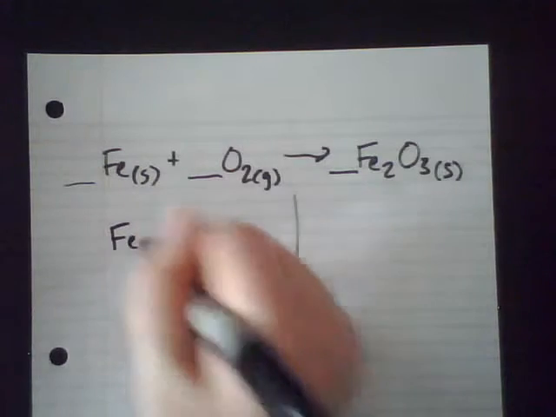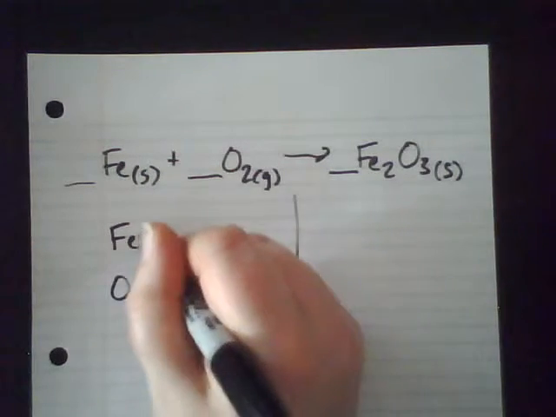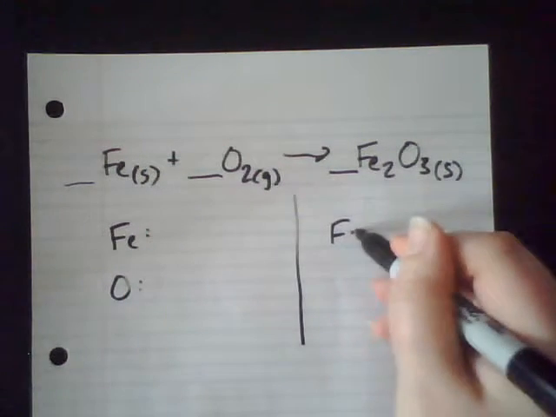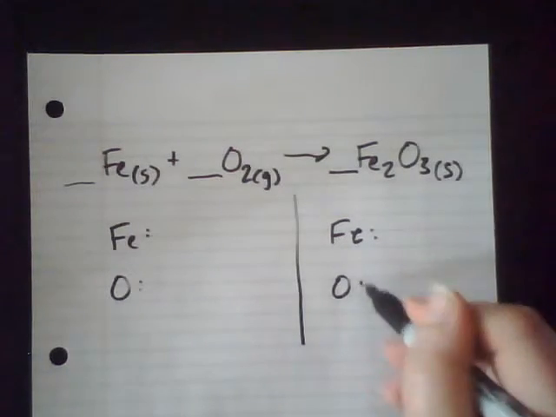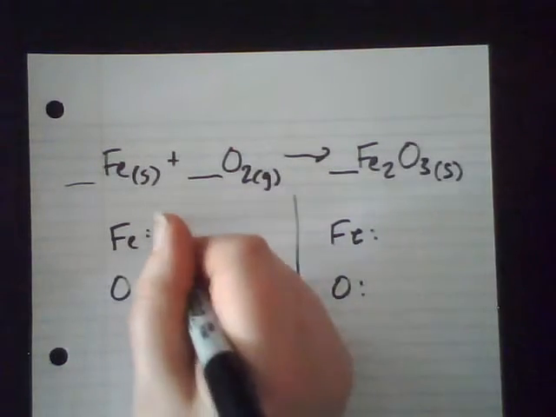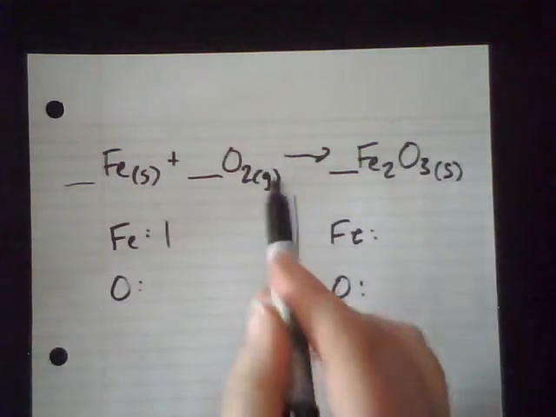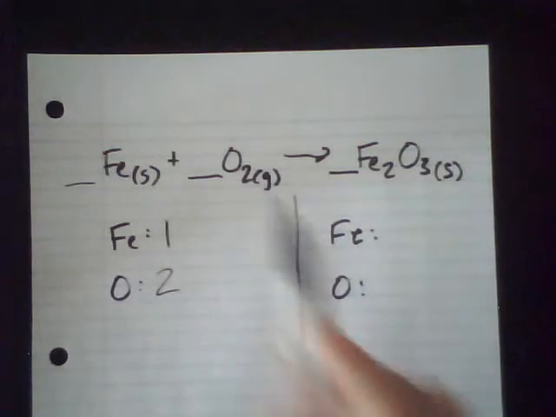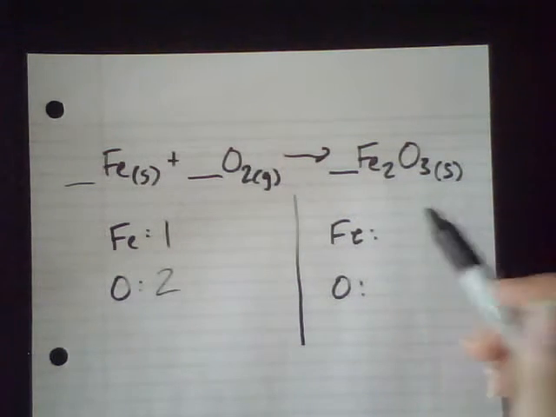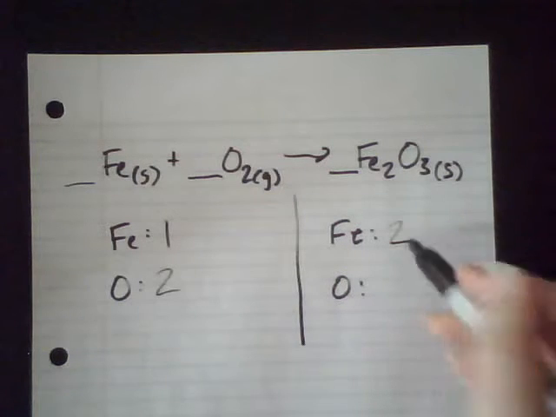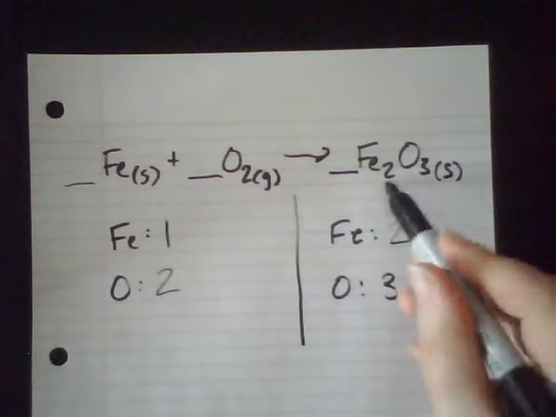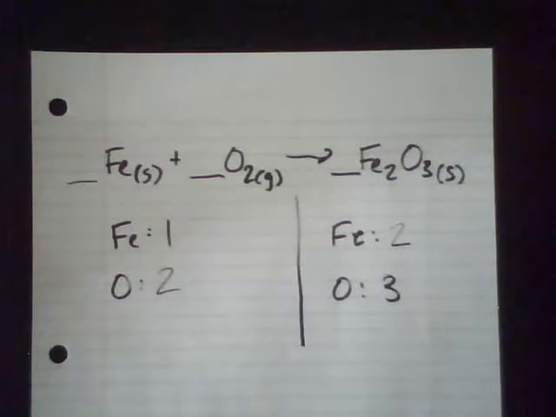We just are back to 2 elements on each side, so that probably feels a little bit easier, especially after the last one. And on this side, we only have 1 iron. It's just the 1 iron that's reacting with our 2 oxygens. That's our diatomic gaseous oxygen. And on this side, we have 2 irons and 3 oxygens, right? And these come from our subscripts.